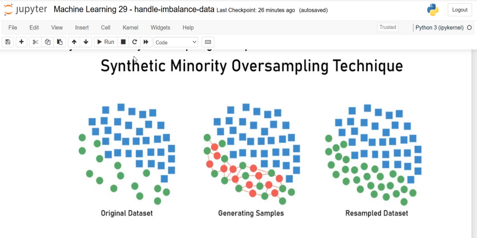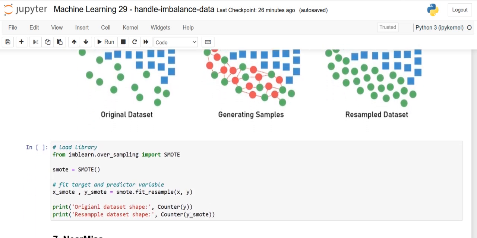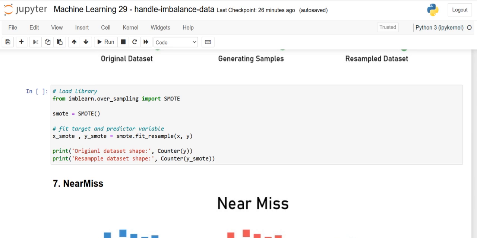So here, dear friends, SMOTE is the short form of synthetic minority oversampling technique, which works by randomly picking a point from the minority class and computing the k nearest neighbors for this point, and the synthetic points are added between the chosen point and their neighbors. Kindly observe here.